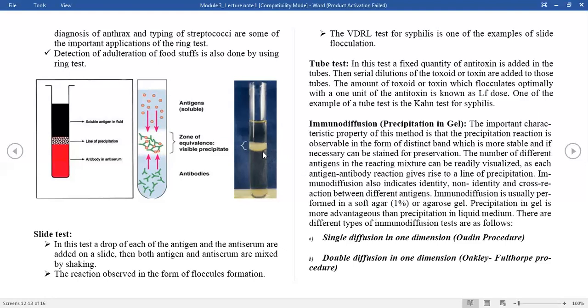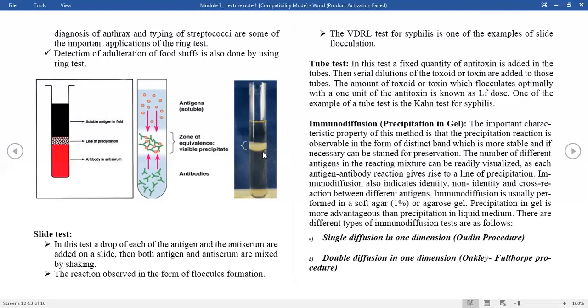Next one is immunodiffusion. Immunodiffusion is precipitation in a gel. This particular technique is very important because the precipitation reaction is observable in the form of a distinct band, which is more stable and if necessary can be stained for preservation. So the ring tests are not stable, but in case of immunodiffusion, as we are doing this test in a gel, it is very stable and we can stain it for better visualization and for preservation also. Here the number of different antigens in the reacting mixture can be readily visualized as each antigen antibody reaction gives rise to a line of precipitation.